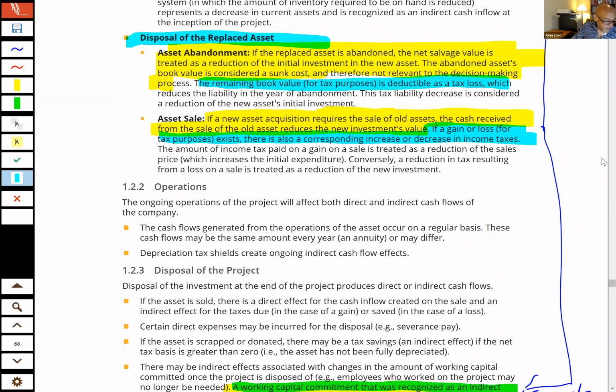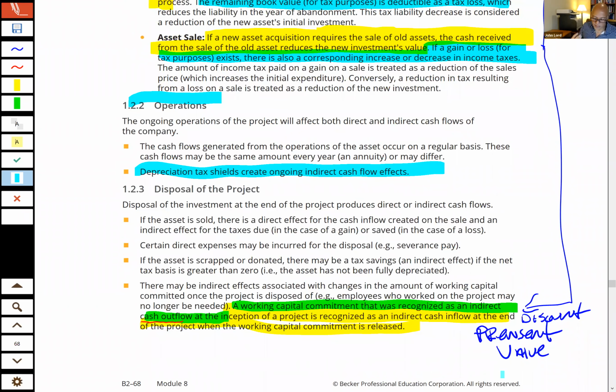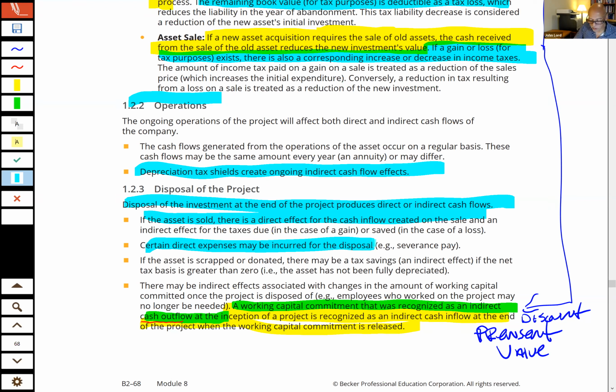Okay, good. Now you come over, and when we look at our operation, again, depreciation shields and creates a tax shield ongoing. And again, they use that word indirect cash flow effects. Again, I wish they wouldn't use the word indirect, but depreciation shields a certain amount of our income from tax. And so we need to consider that when we're considering the after-tax cash flow. Okay, so you come back down, and again, disposal of the investment at the end of the project. If the asset is sold, there is a direct effect for the cash inflow, and there could be certain direct expenses associated with the disposal.